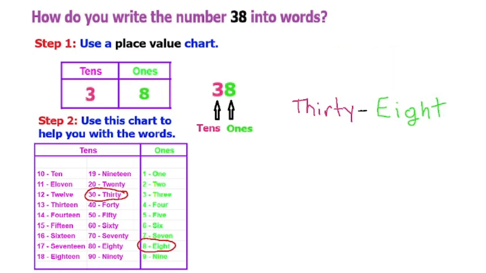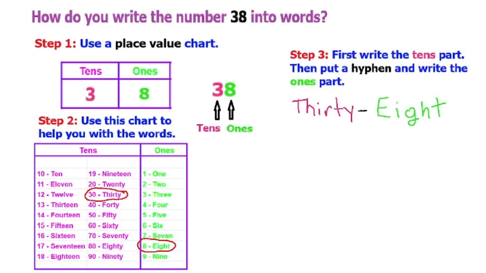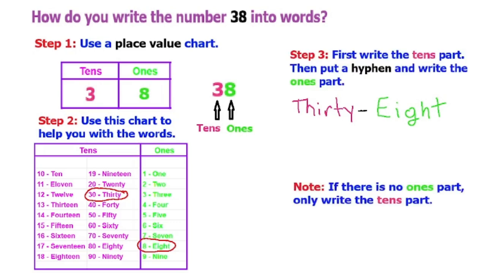So there's one more thing I need to review with you. If there is no ones part, then only write the tens part. So if instead of 38, we had the number just like this, 30, then you only write the tens part with no hyphen or anything else. And that's it. That's the whole lesson.